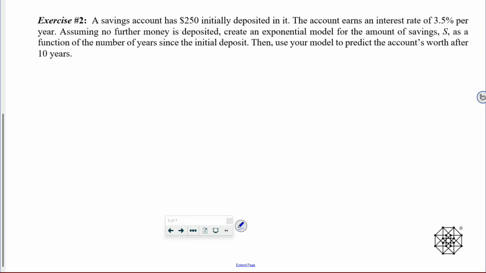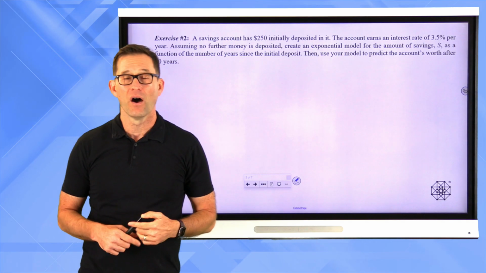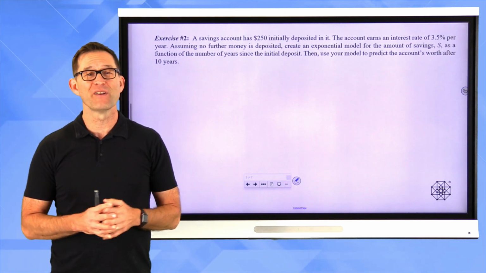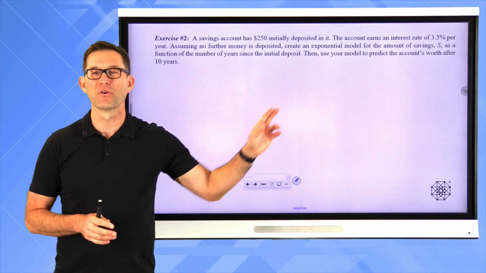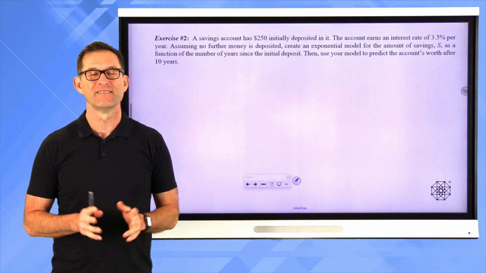A savings account has $250 initially deposited in it. The account earns an interest rate of 3.5% per year. Assuming no further money is deposited, create an exponential model for the amount of savings S as a function of the number of years since the initial deposit. Then use your model to predict the account's worth after 10 years. Oh my goodness. Okay, well, what I'd like you to do is pause the video now and see if you can set up the exponential model, and then also see if you can use it to predict the account's worth after 10 years. Take a few minutes to do that.